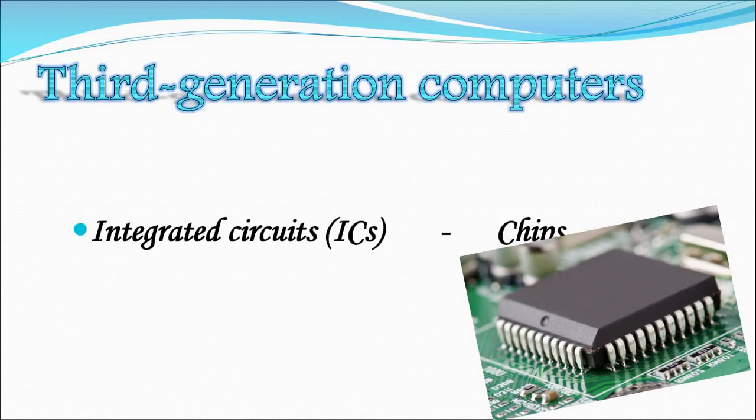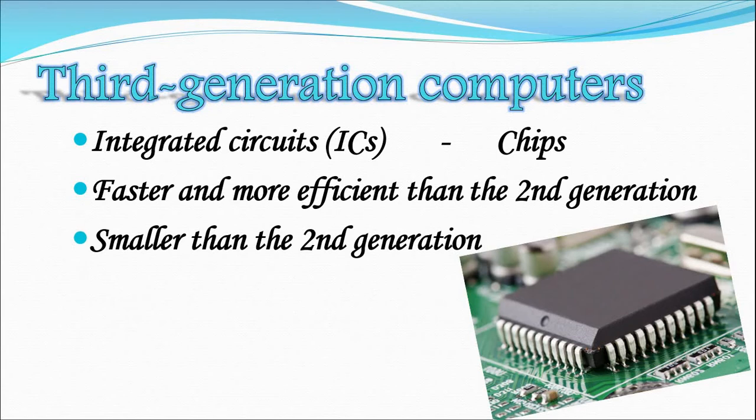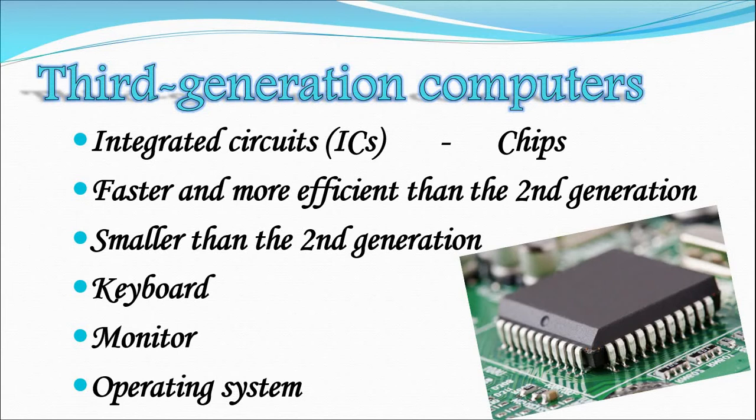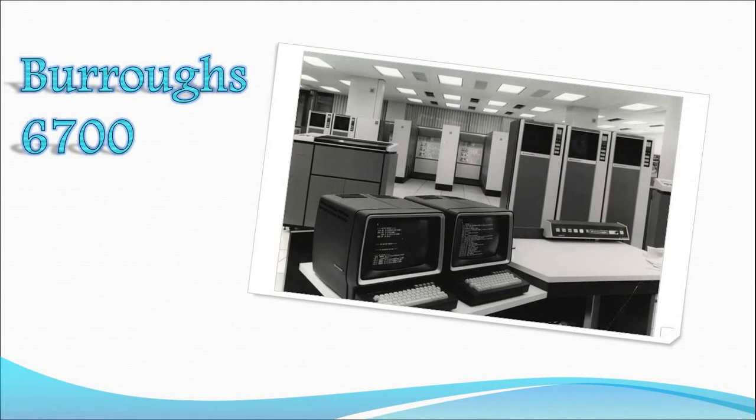In third generation computers, integrated circuits were used. They are also known as chips. They were faster, more efficient and smaller than the second generation computers. They used a keyboard to input data and a monitor to display the output. They used an operating system that allowed running many different programs simultaneously. The examples of third generation computers are UNIVAC 900 series, IBM 360, ICL 1900 and Burroughs 6700. This is ICL 1900. ICL stands for International Computers Limited. And this is Burroughs 6700.